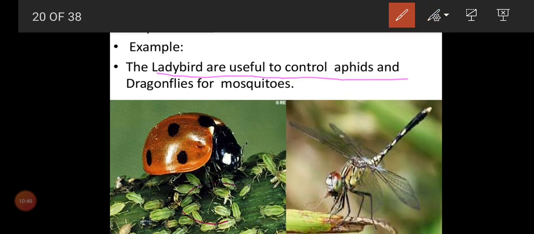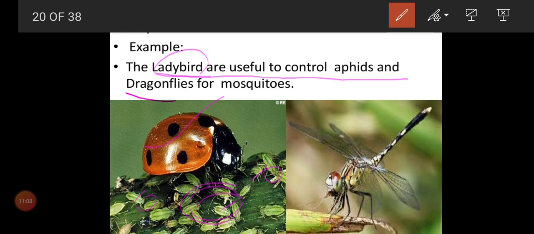So these are the aphids. Okay, these are the small aphids, small insects. And if there are too many, automatically it will disturb the plant populations. So here a ladybird was used. This is a ladybird used to control the aphids. A ladybird will eat all those aphids, so the aphid population will be controlled.